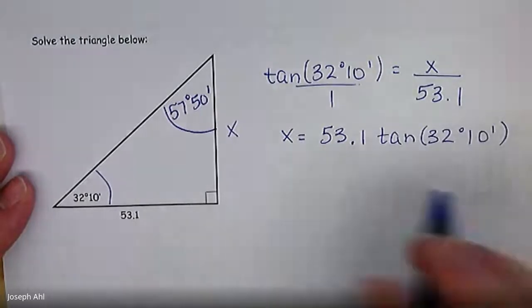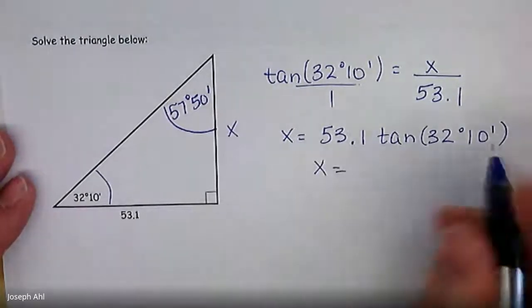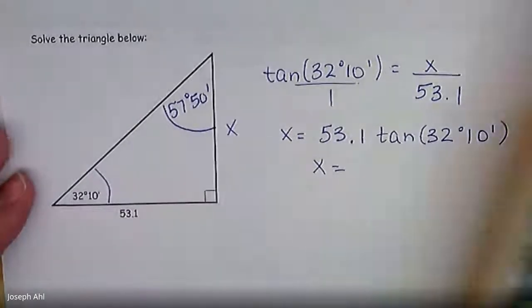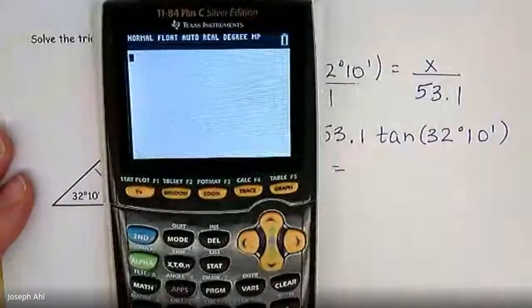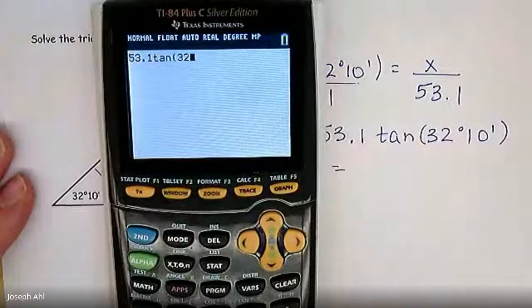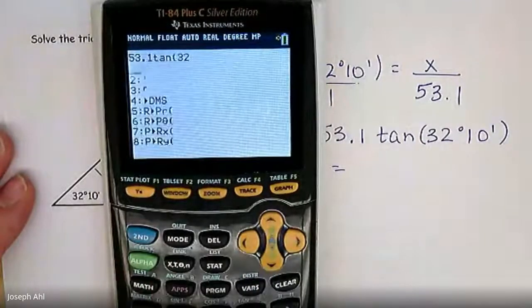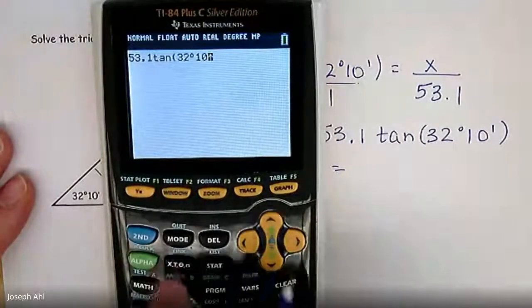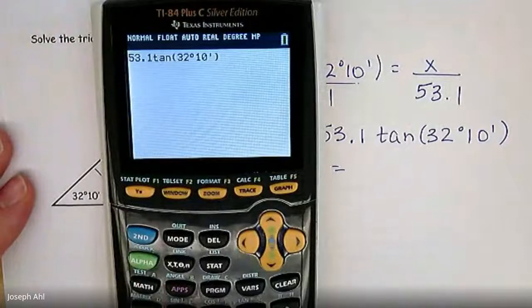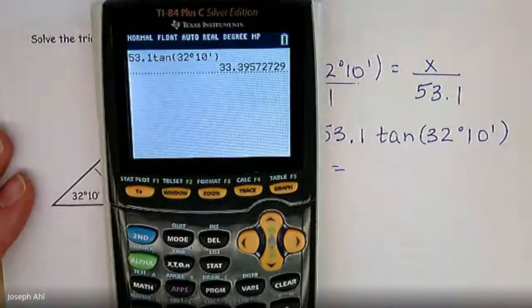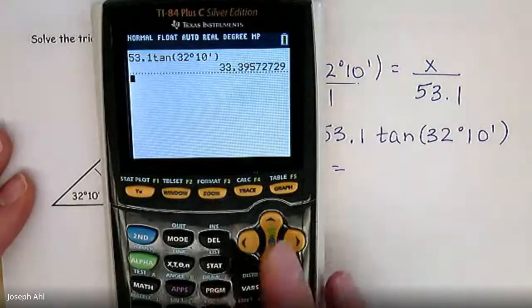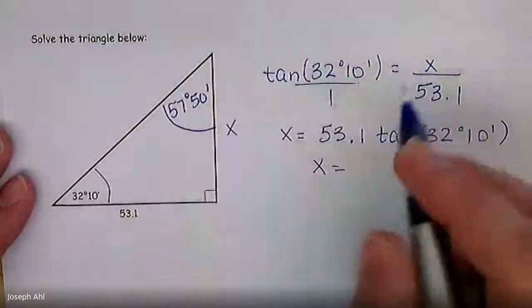And the way you're going to type in this angle is exactly how I typed it in a minute ago on the calculator. Okay, I'm going to do this a little bit quickly. So it's 53.1 tan of 32, second apps, choice 1 for degrees, 10 minutes, second apps, choice 2 for minutes. And it turns out that that is 33.4 to the nearest 10th. So this side is 33.4.